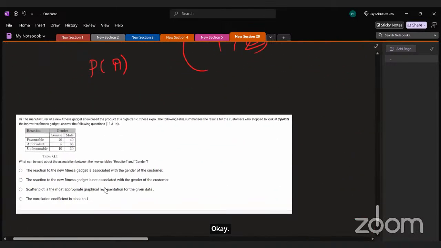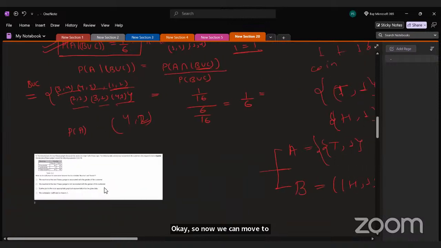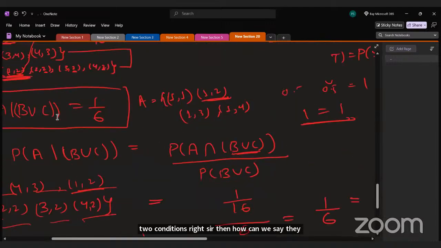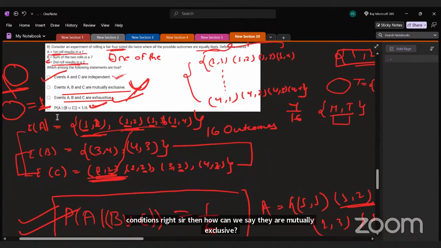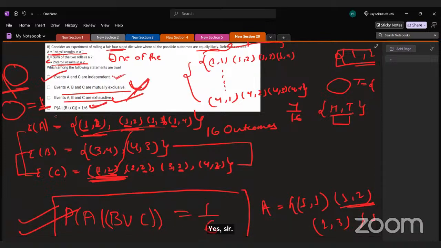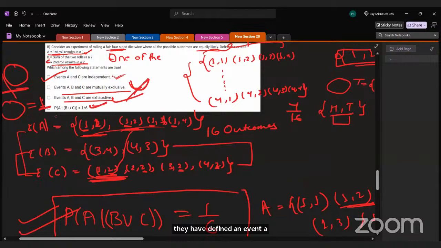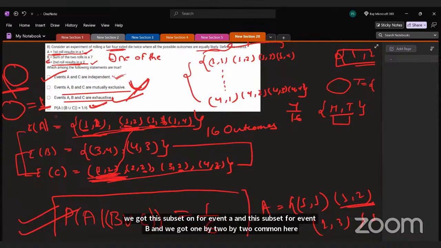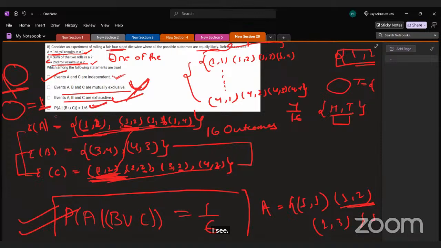Sir, but in the previous question, they didn't give two conditions, right, sir? Then how can we say they are mutually exclusive? They have defined an event A, first roll is 1, and an event C, second roll is 2. Now we have this subset for event A and this subset for event B, and we got 1/2 common here. So obviously there is some intersection point. They are not disjoint sets, so that's why they are not mutually exclusive.